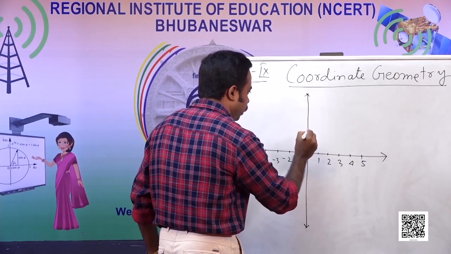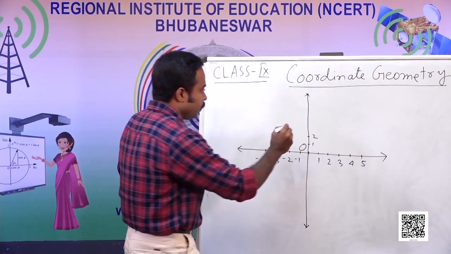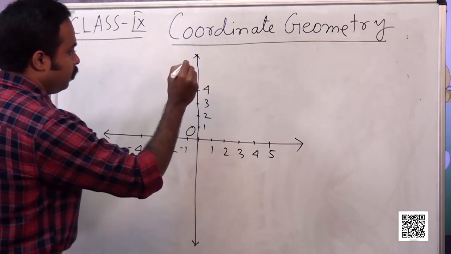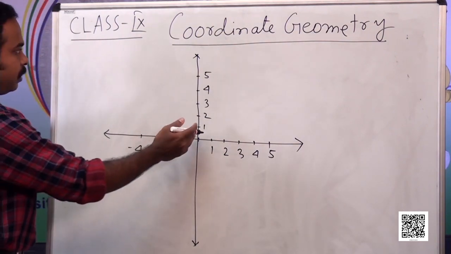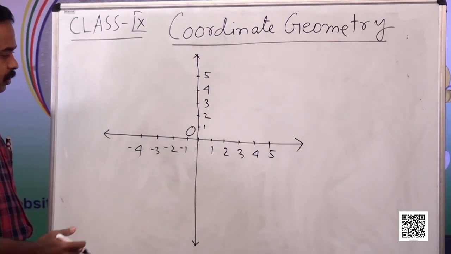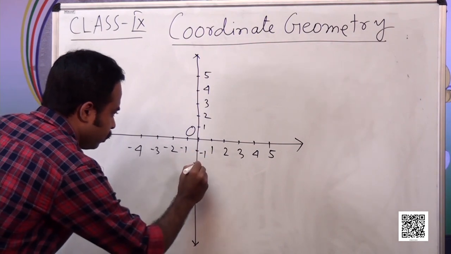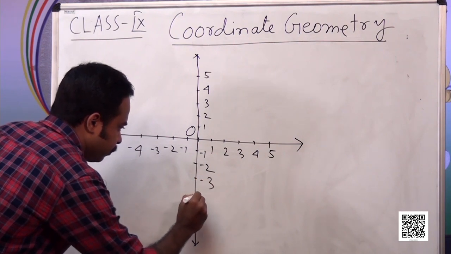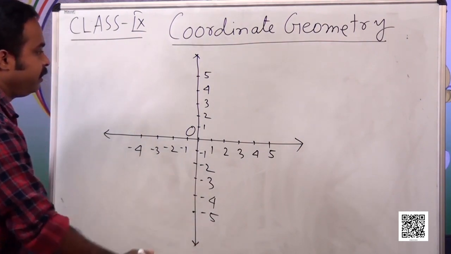and if we mark the numbers on this also, then this is 1, 2, 3, 4, 5. This is the positive direction we are taking. So obviously, this is the negative direction. So this is minus 1, minus 2, minus 3, minus 4, minus 5, and so on.